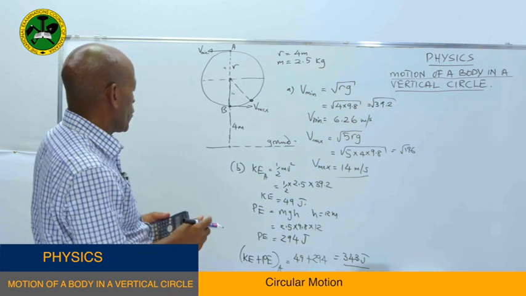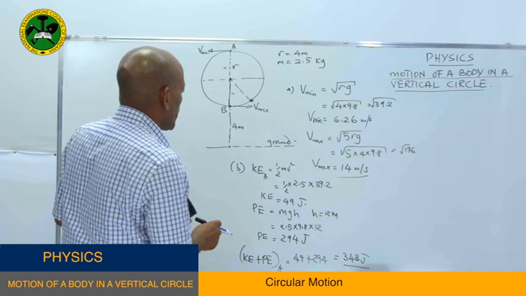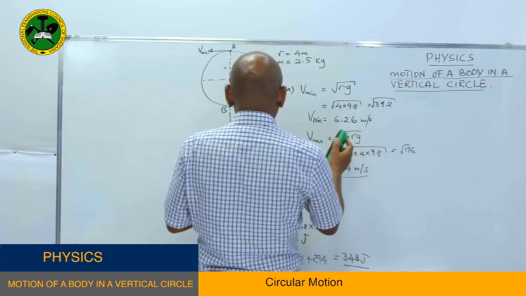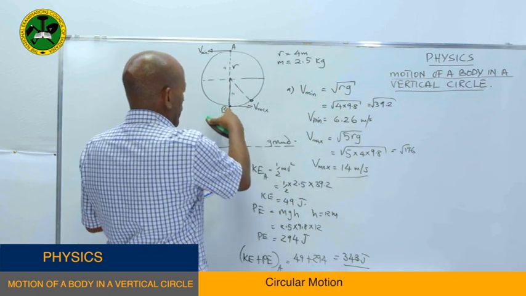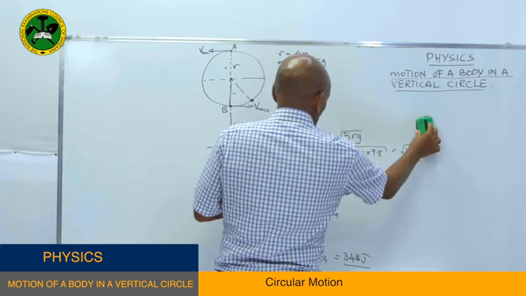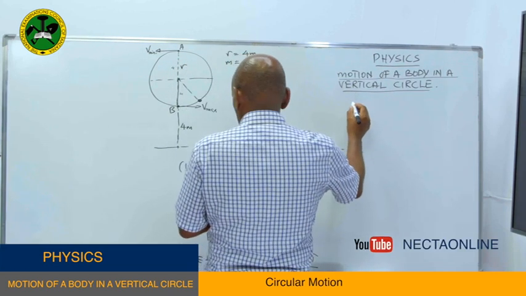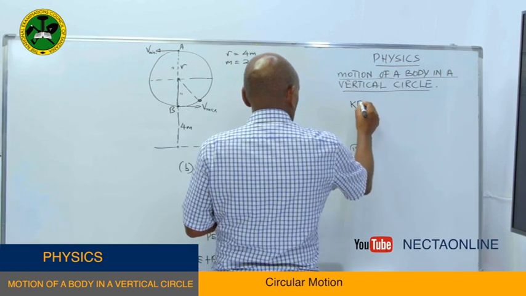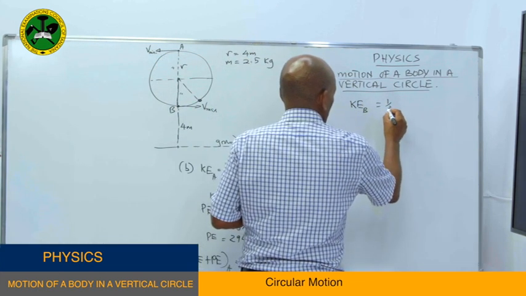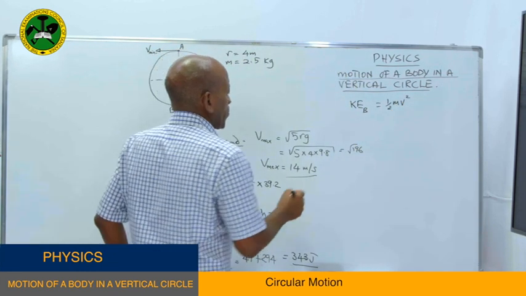So we go and look at the potential energy and kinetic energy at the bottom. So here we will just be using the velocity at the bottom. Let us first of all look at the kinetic energy at the bottom there. The kinetic energy there is equal to a half times m times velocity at point B squared.